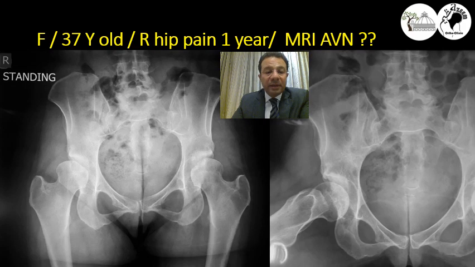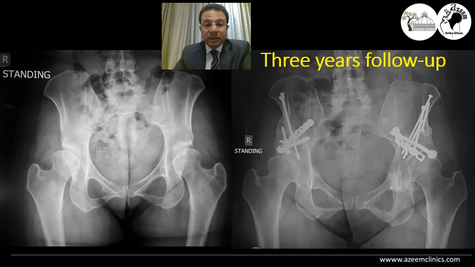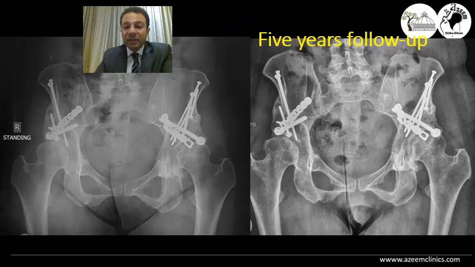Another case of a female, 37 years old, right hip pain for 1 year, referred as having an avascular necrosis according to the MRI report. However, this was not an avascular necrosis. This was a subchondral cyst found on the acetabular and the femoral head sides. After doing bilateral periacetabular osteotomy, this is her 3 years follow-up, and finally the 5 years follow-up with a good hip function and radiographs.